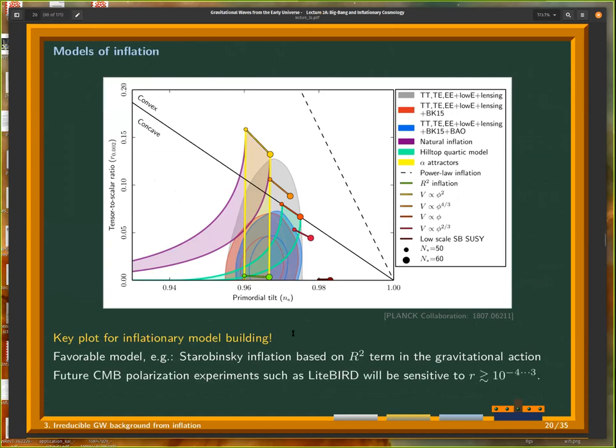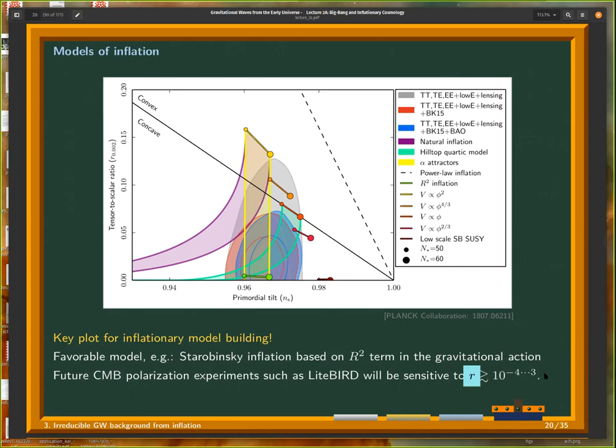And it's important to note that future CMB polarization experiments, trying to find B-mode polarization, will push down these constraints on r by a lot. So LiteBIRD, a proposed Japanese experiment, will be sensitive to r down to values of 10 to the minus 4, 10 to the minus 3.